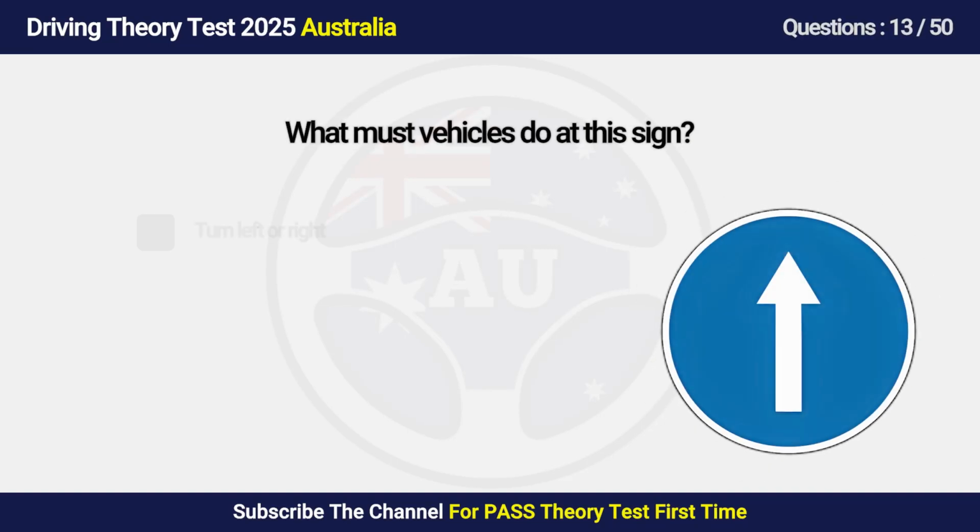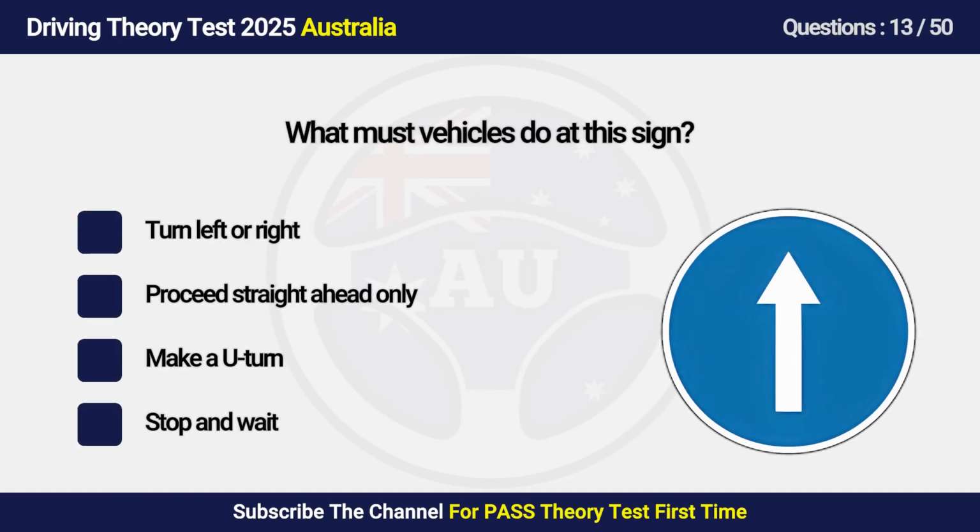Question 13. What must vehicles do at this sign? A. Turn left or right. B. Proceed straight ahead only. C. Make a U-turn. D. Stop and wait.